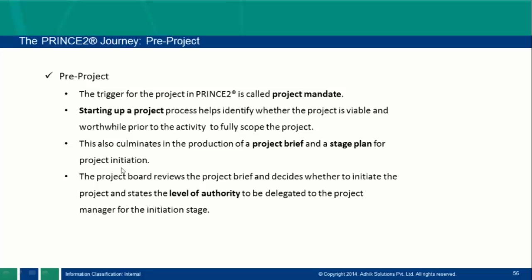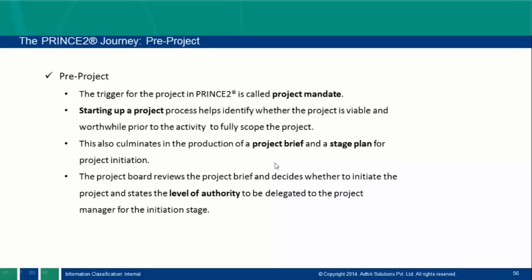This is the first point where, after this mandate, we can initiate any project. So the business is on our back. That is my mandate. Once we have the mandate, we can start. Starting up a project process helps identify whether the project is viable and worthwhile prior to activity to fully scope the project. Viability, I told you yesterday: using this project, can we deliver the product or not? That viability I am checking here in starting up. This also culminates in the production of a project brief and a stage plan for project initiation.